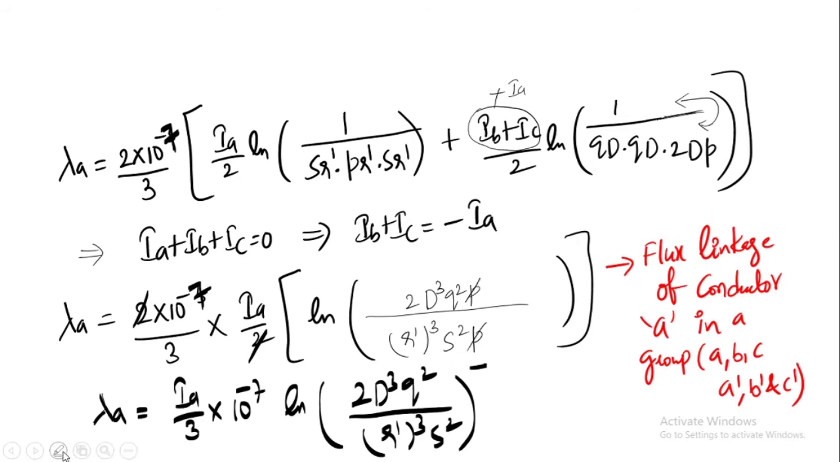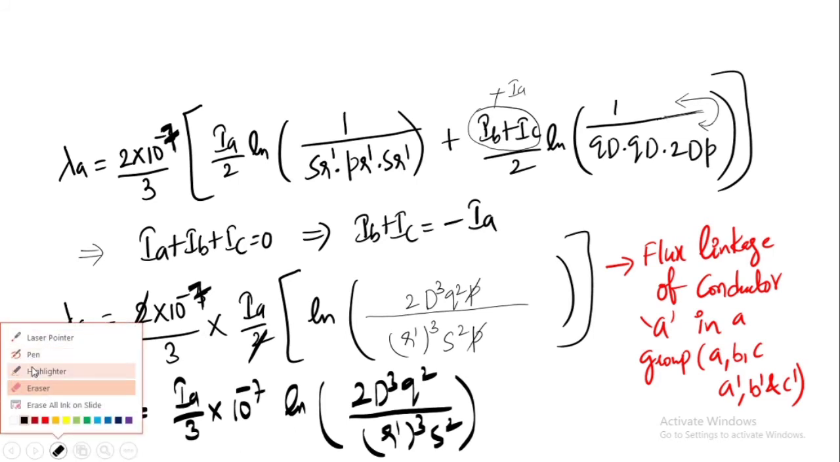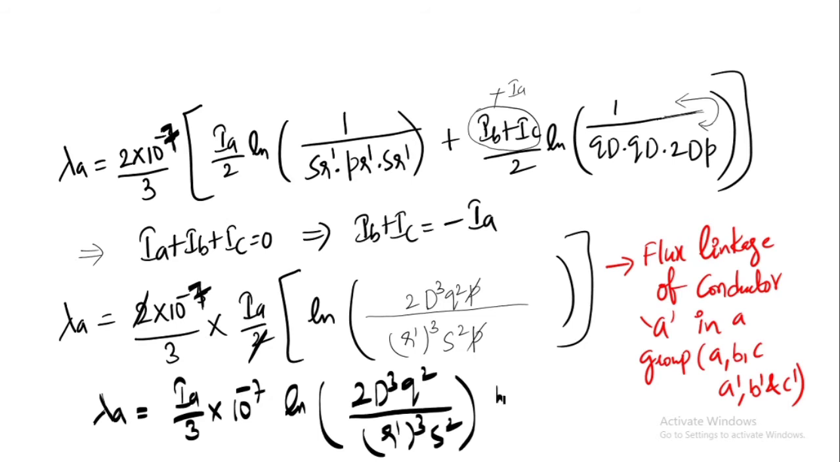Okay. Now what is this? This is the value of flux linkage of conductor A, which is expressed in Weber turns per meter. Now how can I find the inductance? This is the flux linkage actually. Inductance LA is equal to lambda A by the current. Current flowing through the conductor A is IA by 2, and the current flowing through the conductor A dash is also IA by 2. So we will get IA by 2 as it is.